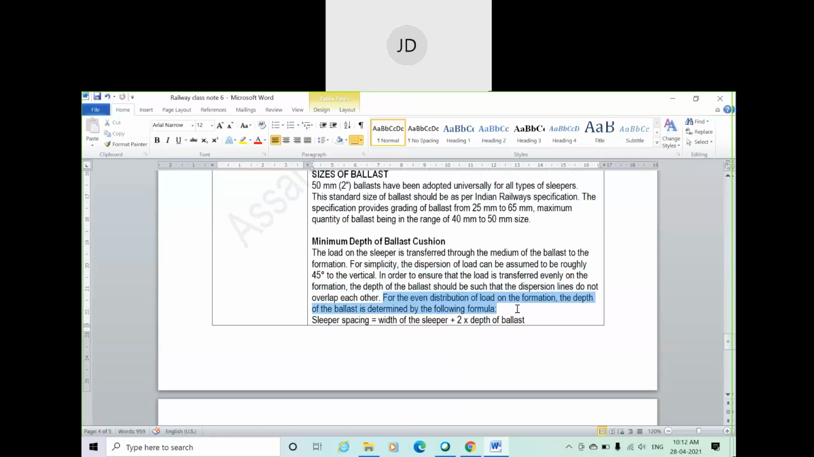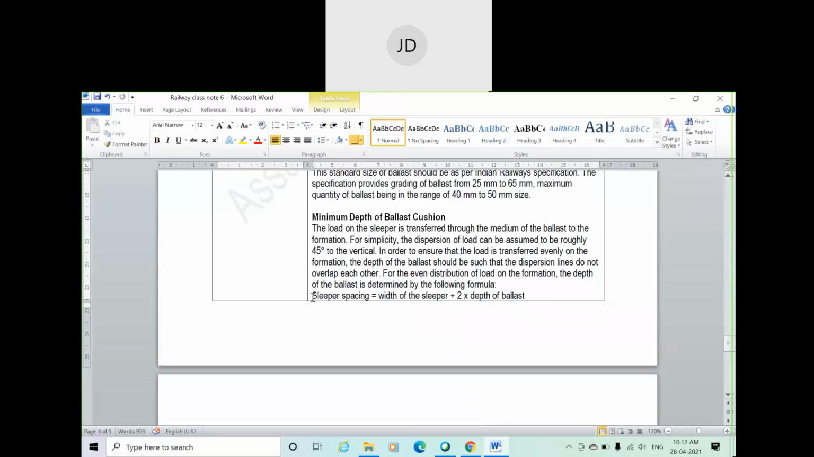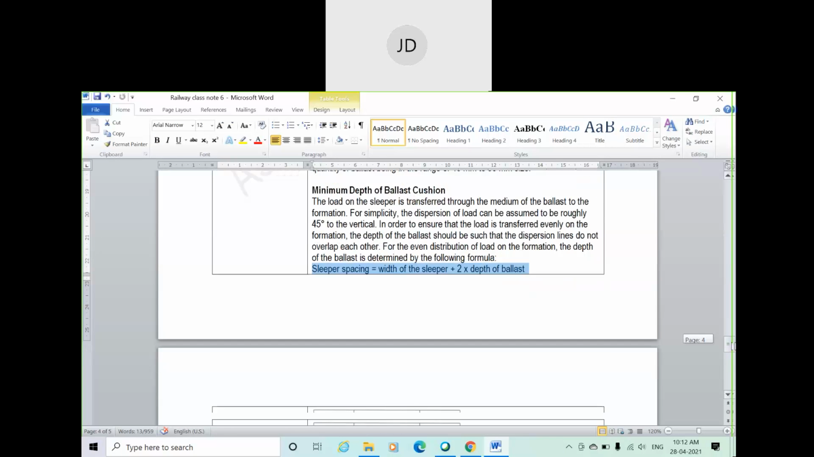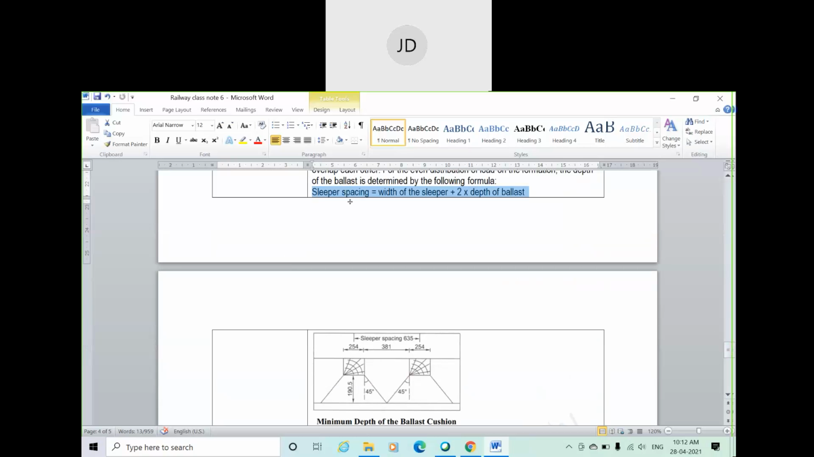For even distribution of the load on the formation, the depth of the ballast is determined by the following formula. This formula you have to remember; it is very important. Sleeper spacing is equal to width of the sleeper plus two times the depth of ballast. Here, sleeper spacing is measured from the center of one sleeper to the next, as you can see in the diagram. It equals the width of the sleeper plus twice the depth of ballast. Here you can see the depth of ballast.